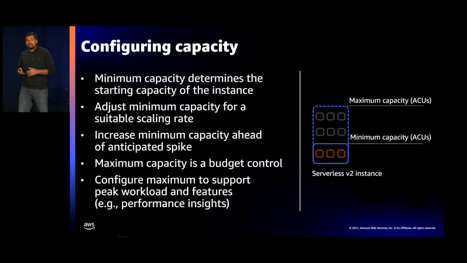Maximum capacity is a budget control measure. It tells us that this is the most I'm willing to pay. This is the most capacity you should provision, and this is the most I'm willing to pay. Now, Aurora will never scale beyond the maximum ACU or maximum capacity configuration that you specify.